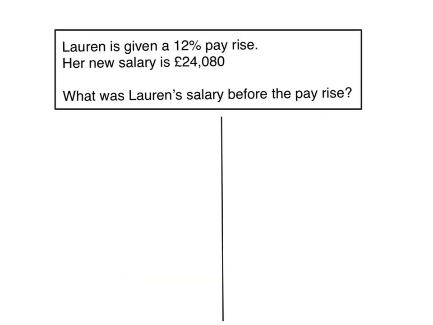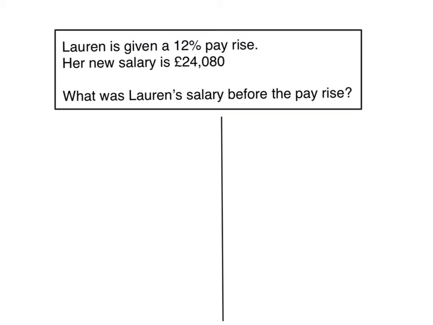This is a calculator question. There's two ways you can do it. You can use the way that we've just done, or you can use a multiplier method. So let's just have a go at the way that we've just done. So Lauren is given a 12% pay rise. Her new salary is $24,080. What was Lauren's salary before the pay rise?